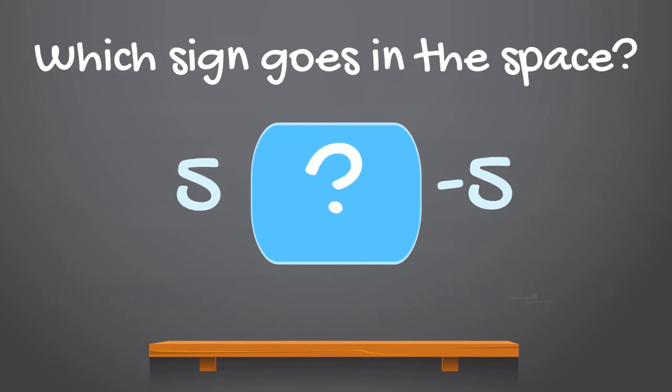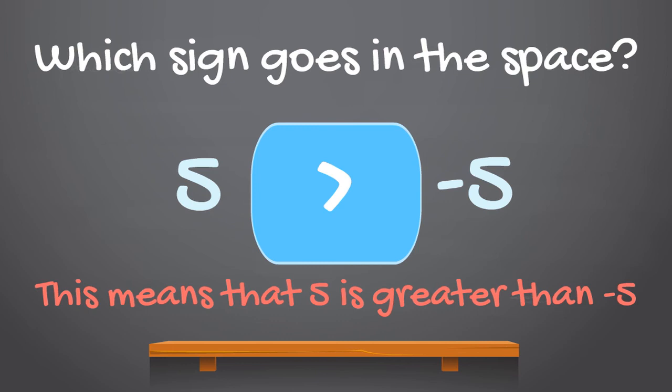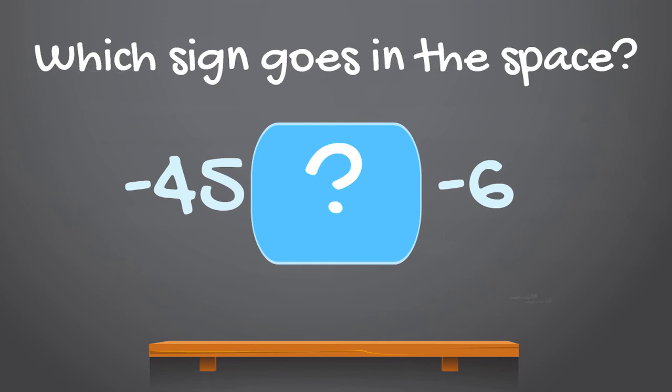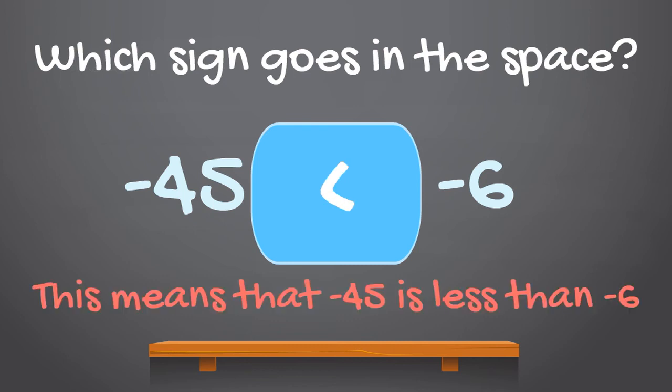How about this one? What sign goes in the space? Pause the video and write down an answer. You should have this. 5 is greater than minus 5. And one more. What sign goes in the space? Pause the video, write down your answer. You should have minus 45 is less than minus 6.